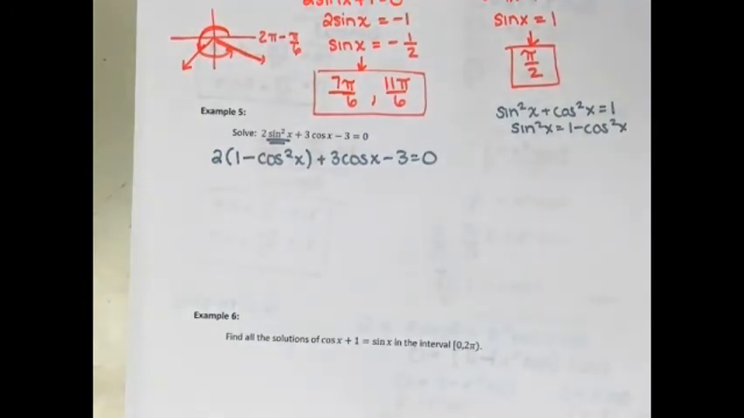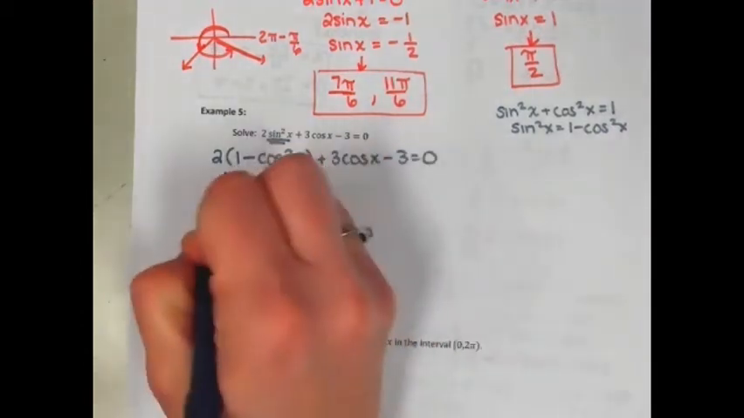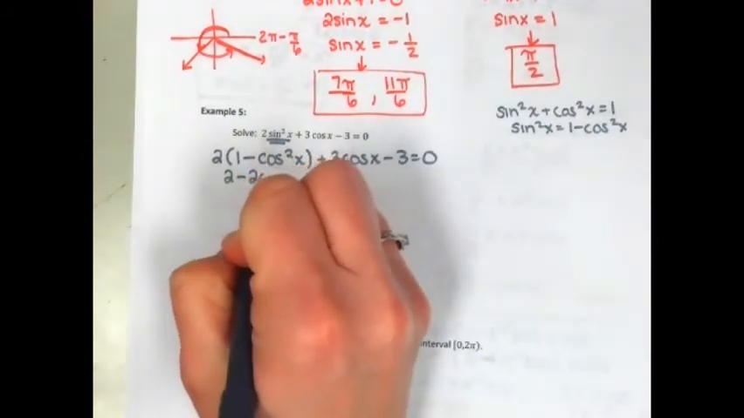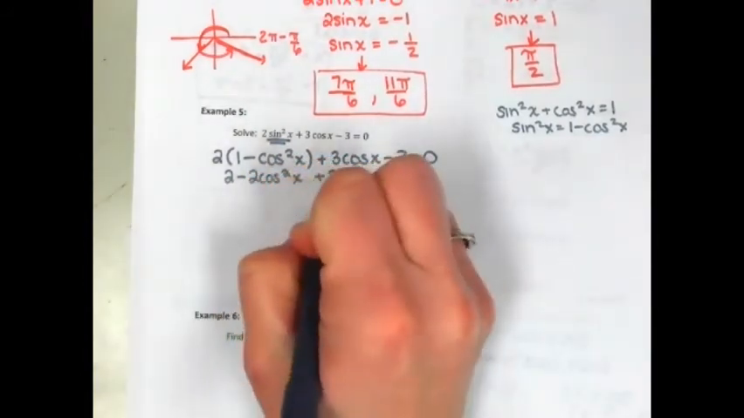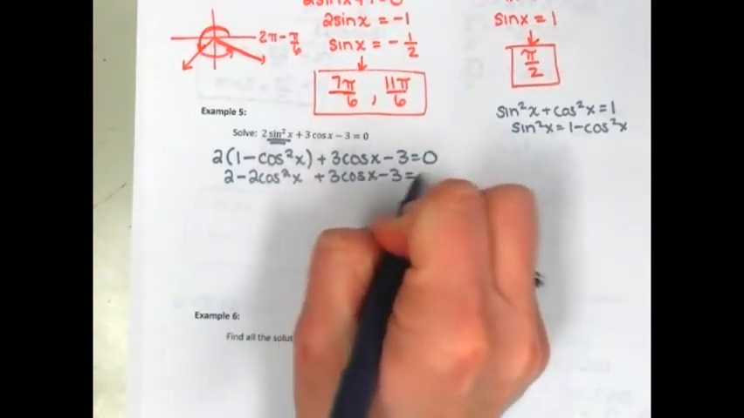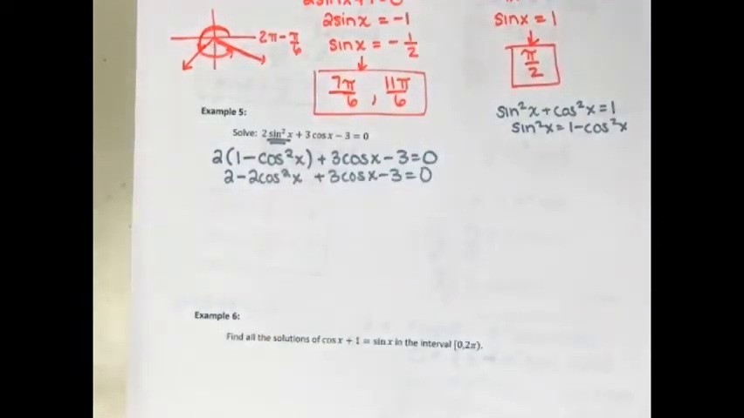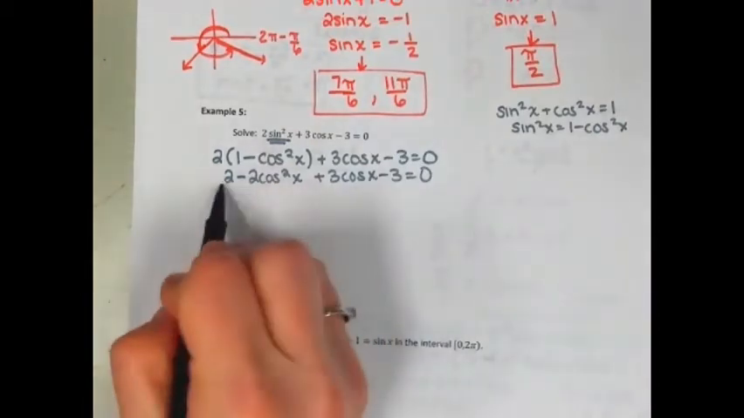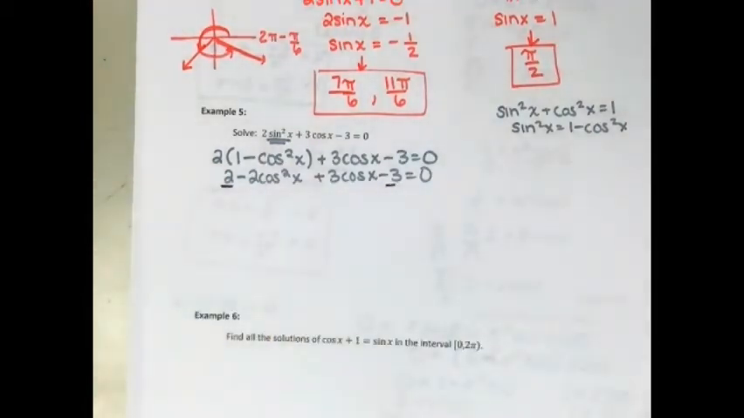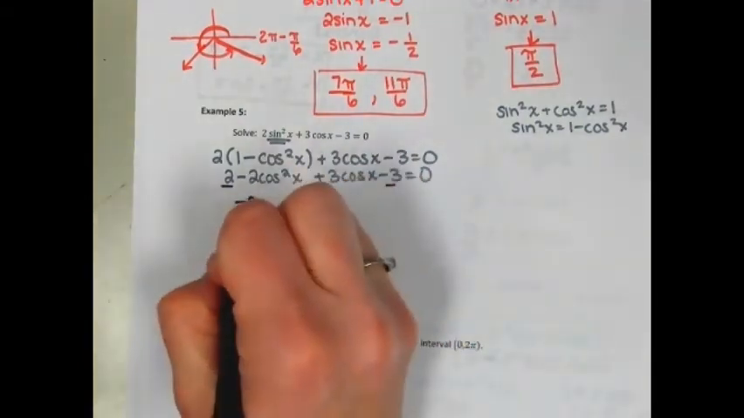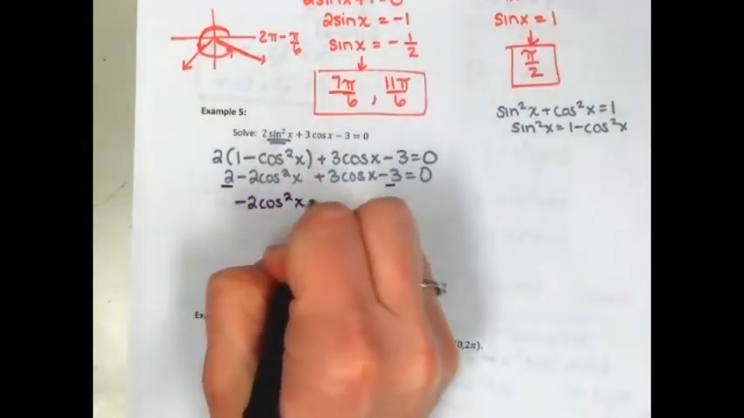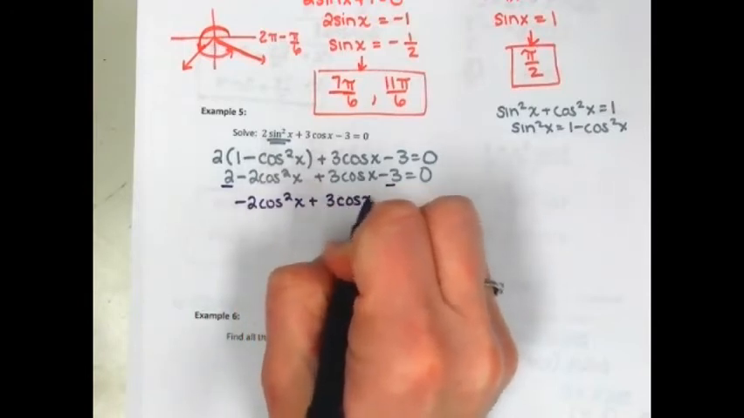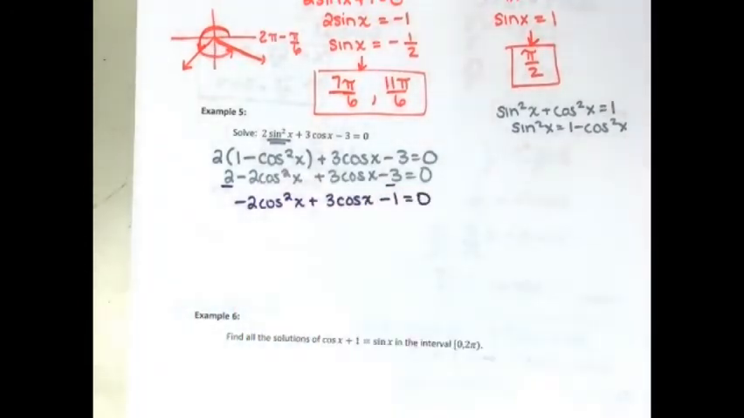What would I do first here? What would I have to do before I could factor this? I would have to distribute the 2. So I get 2 minus 2 cosine squared x plus 3 cosine x minus 3 equals 0. Now, do we have any like terms? Don't I have the 2 and the negative 3? What's 2 minus 3? Negative 1.